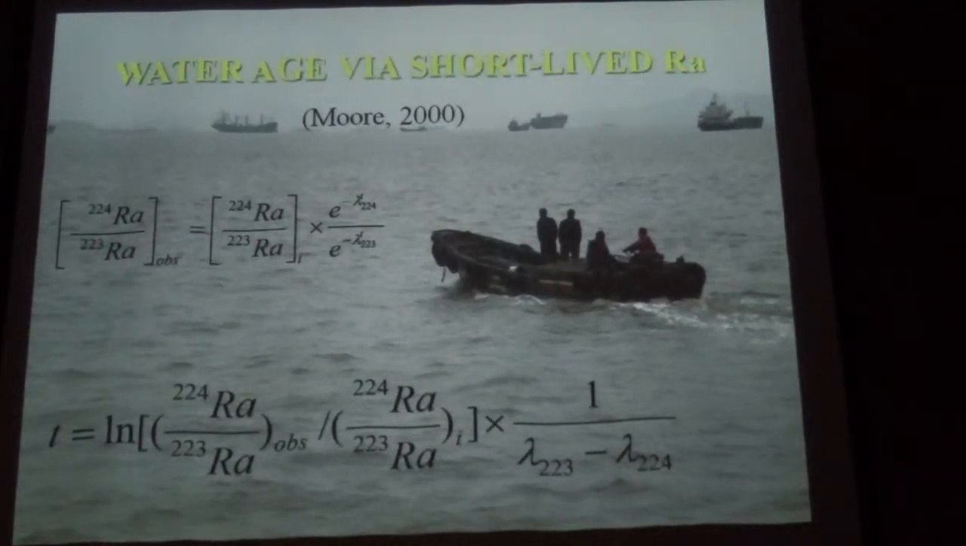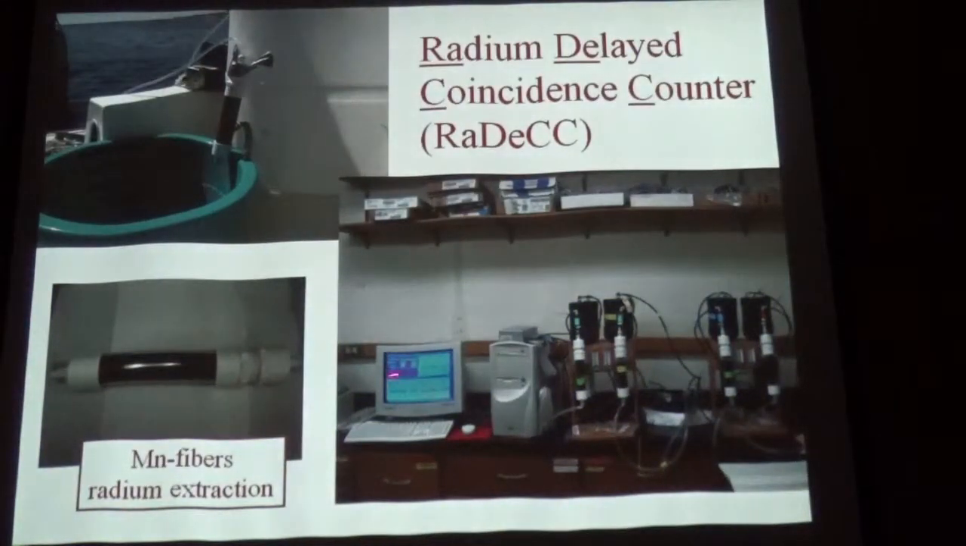What we do is use the ratio of these two isotopes and measure them in the river, the ratio in the river and the ratio in surface water. And from this equation we can express the time, and we can calculate the age of water. Or this is the time when the river entered the bay. To do this, we use the Lake coincidence counter.